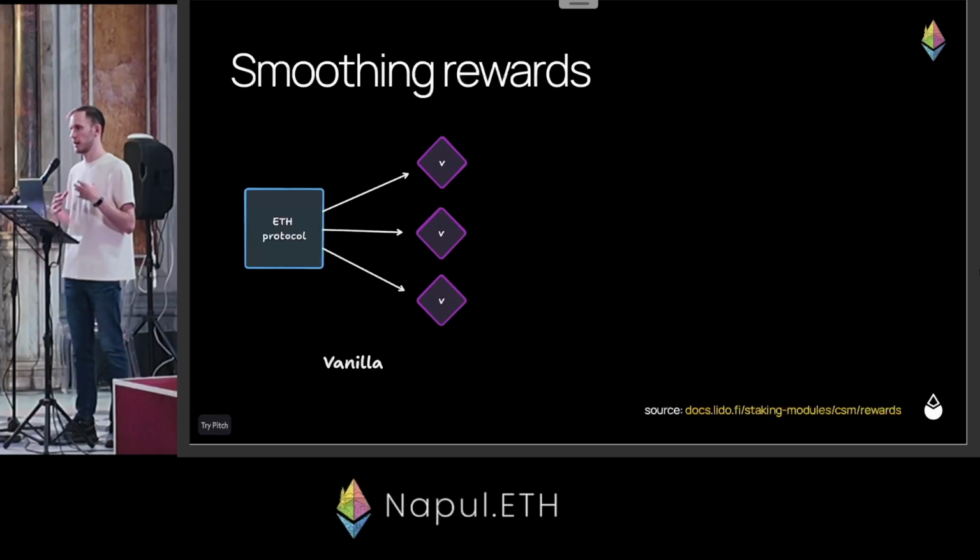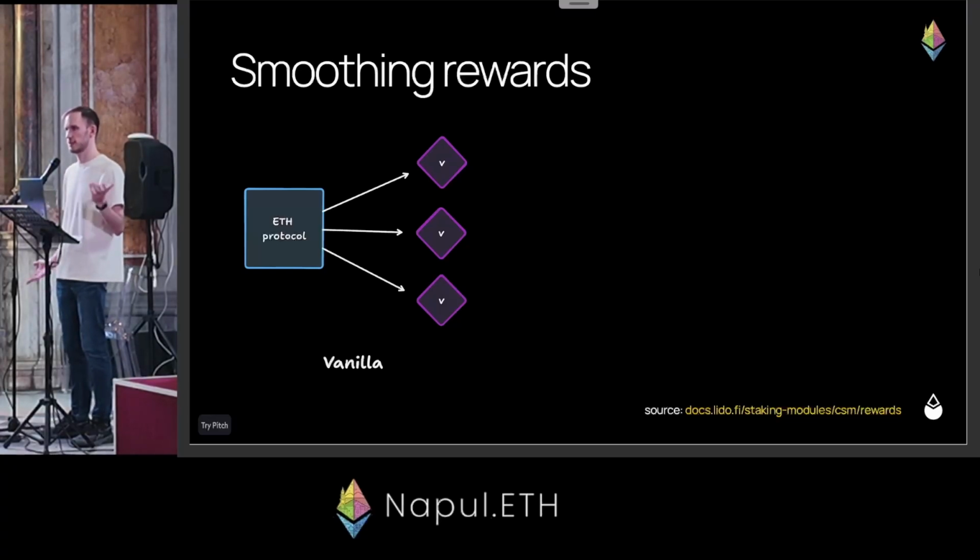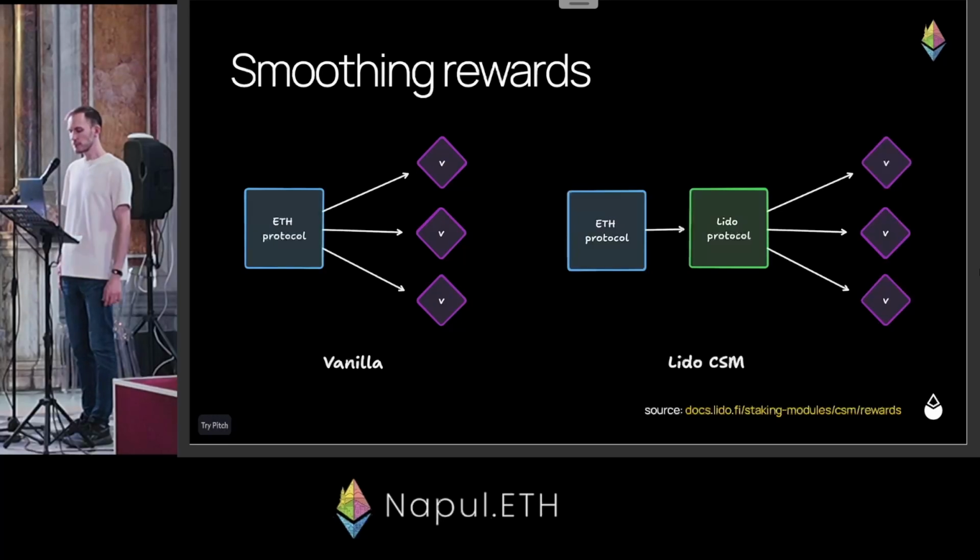Another thing, as I said, is that validator rewards are really volatile because of the nature of execution layer rewards. By default, the Ethereum protocol distributes rewards independently for every validator in the set, and it depends on its performance and on its luck, basically. That's the whole point. But the Lido protocol, as a staking protocol, acts a little differently. It collects all the rewards distributed by the Ethereum protocol in one place and then distributes them pretty evenly between validators. So it basically means that your validators get smoother, average rewards.